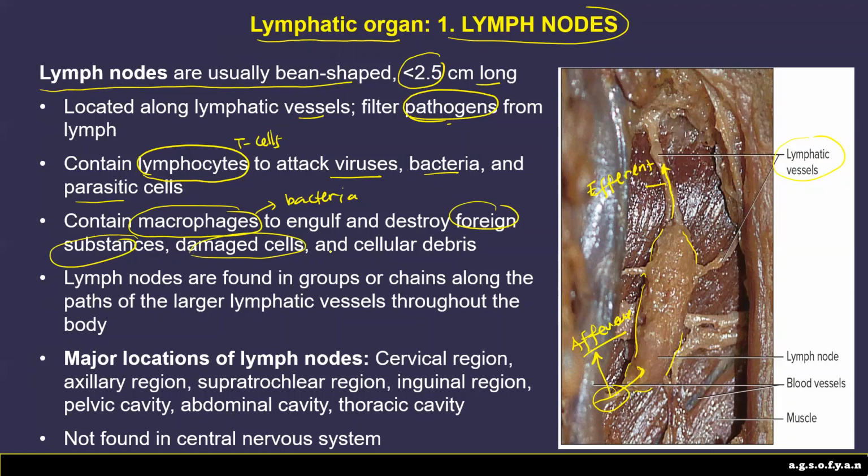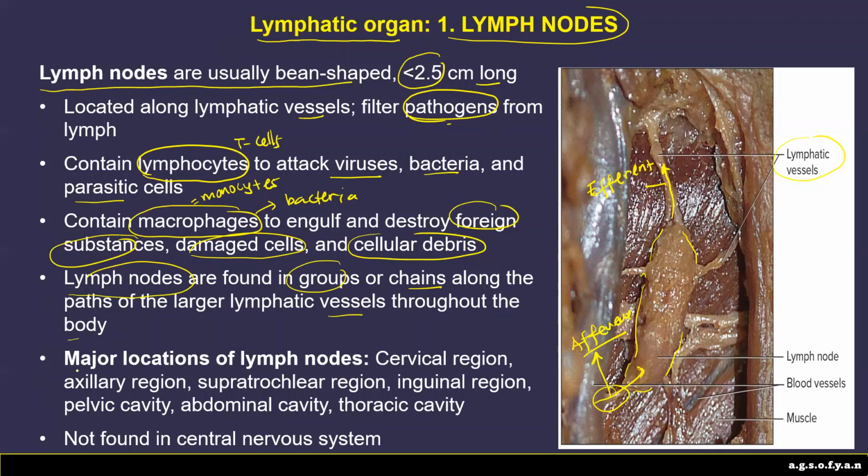It also contains macrophages, which destroy bacteria and other foreign substances. Damaged cells and cellular debris are also cleaned up or destroyed by these macrophages. Macrophages are actually a type of monocyte. You need to remember this type of white blood cell: there is a monocyte, and it becomes a macrophage. Lymph nodes are found in groups or chains along the path of the largest lymphatic vessels throughout our body.